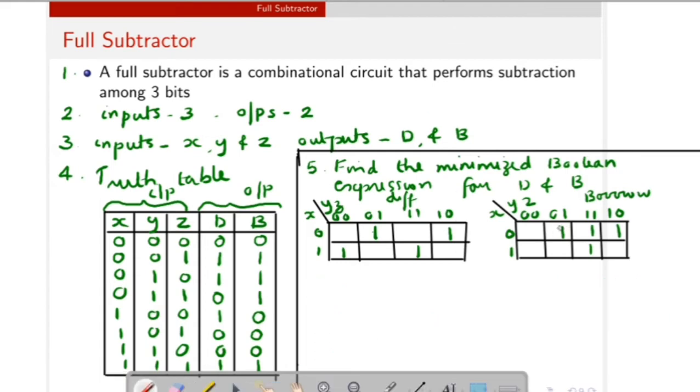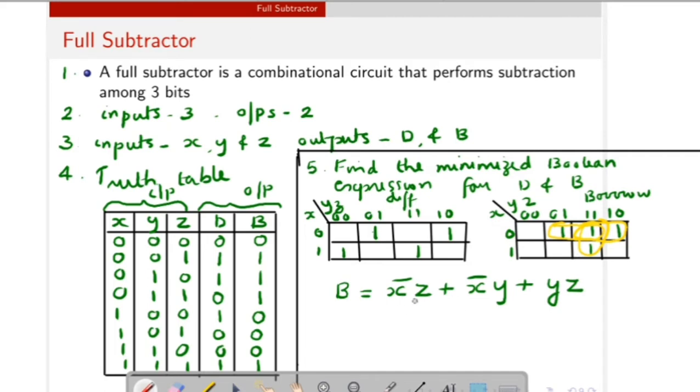Right? Next we can find the simplified Boolean expression for the borrow. For this we group the ones in the K-map. So here we can group a pair, then a second pair, then a third pair. Okay, so the expression is b equal to, for the first pair, x bar, y is cancelled, z, plus for the second pair x bar, z is cancelled, y, plus for the third pair x is cancelled, then yz. So this is a simplified Boolean expression for the borrow.